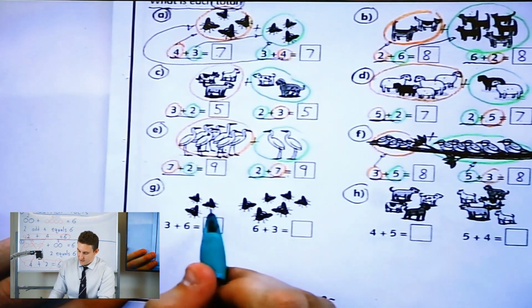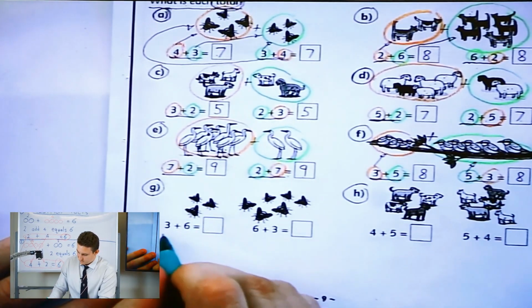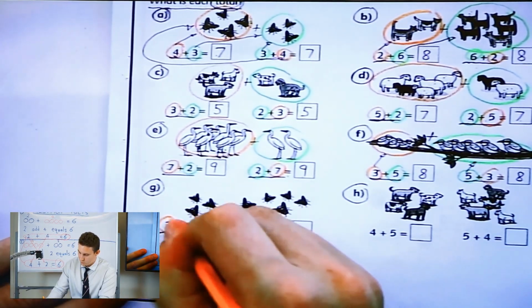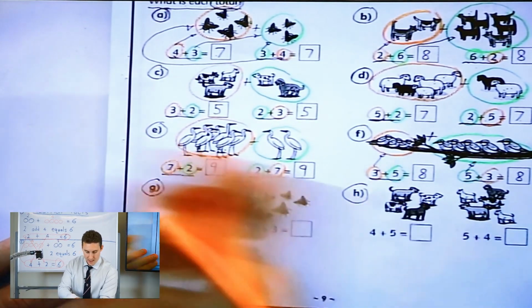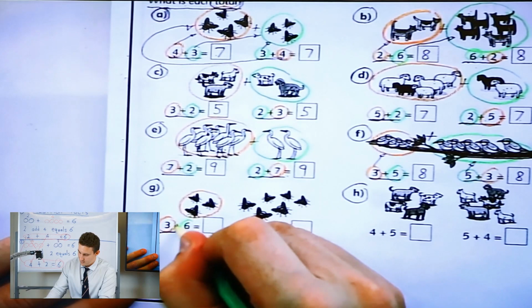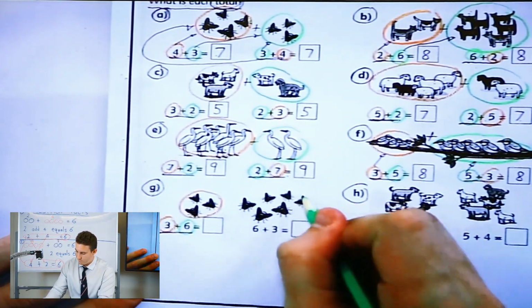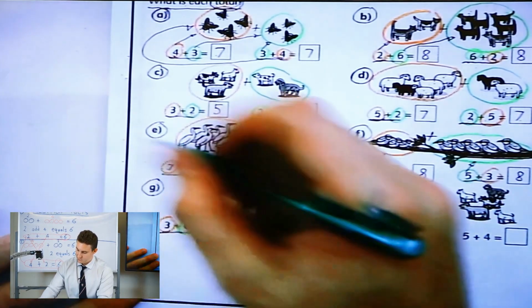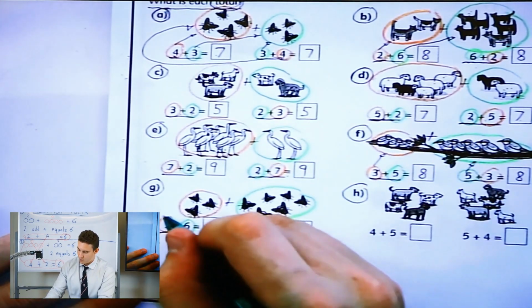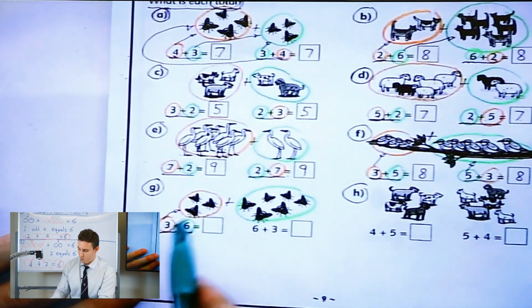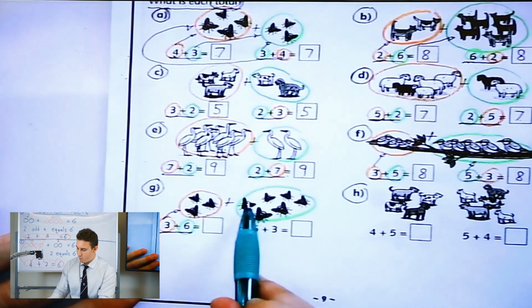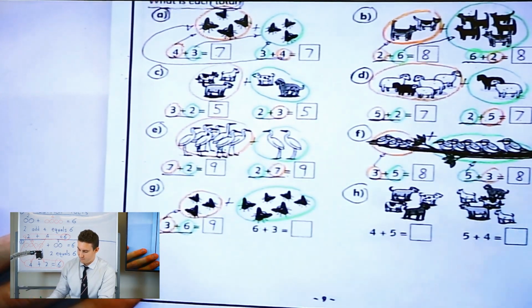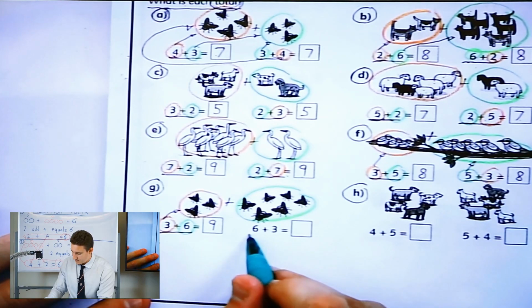Example G. Okay, I think we're back to the flies this time. First sum is 3 plus 6. And 3 we'll put in orange. 1, 2, 3. And the 6 we will put in green. 1, 2, 3, 4, 5, 6. 6 flies in green. And we're going to add them together, starting with the 3 first. So 1, 2, 3, 4, 5, 6, 7, 8, 9. Very good. 9 flies.